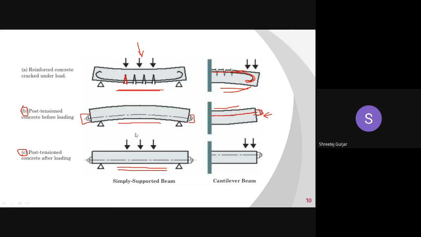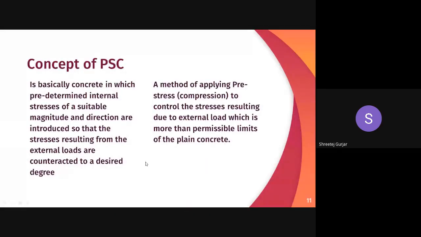I will just get to the next slide. So this is explaining your concept of pre-stress. It is basically concrete in which predetermined internal stresses of a suitable magnitude and direction are introduced. We know, as we have seen from the images, that service loads and other loads will be known. And as per that, we will design and calculate what pre-stress has to be applied and in which direction. Okay, so a magnitude and a direction, and then they will be introduced so that the stresses resulting from external loads are counteracted to a desired degree.